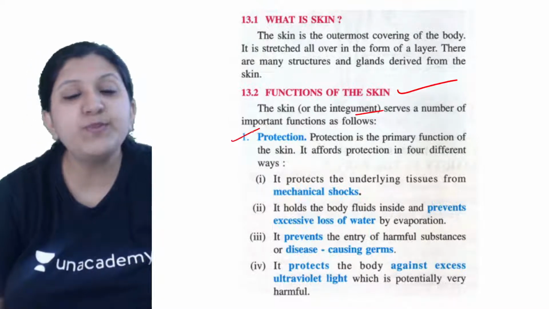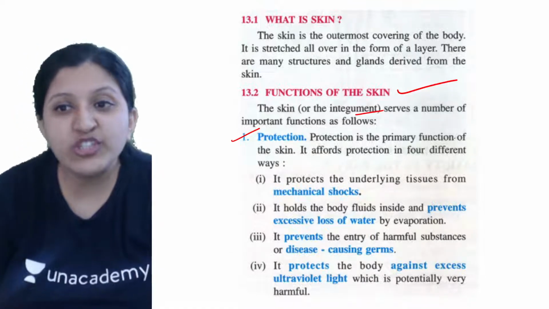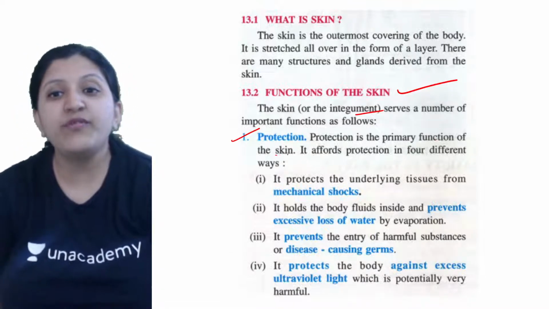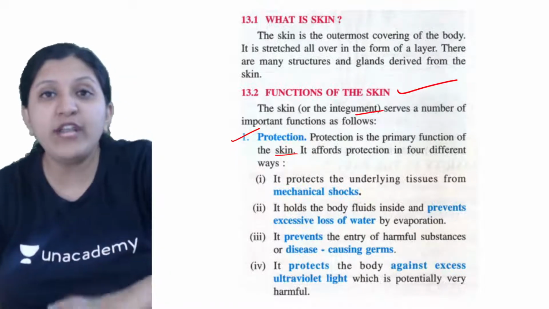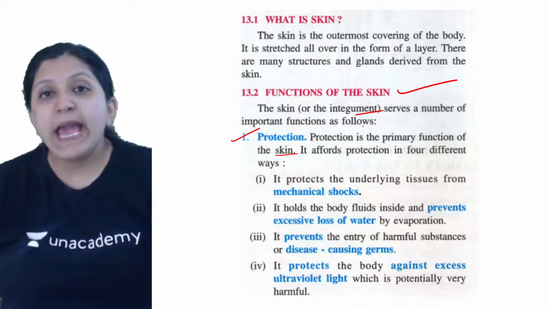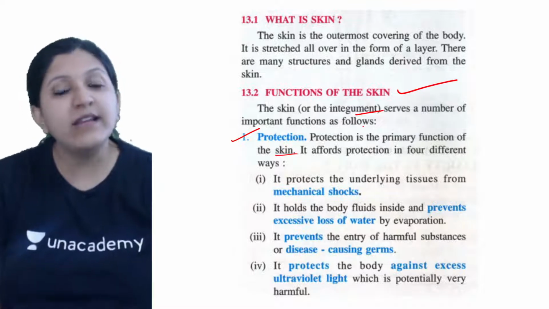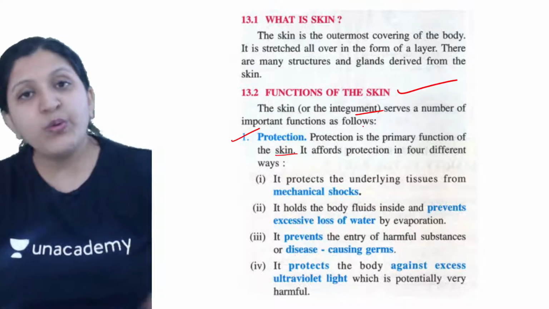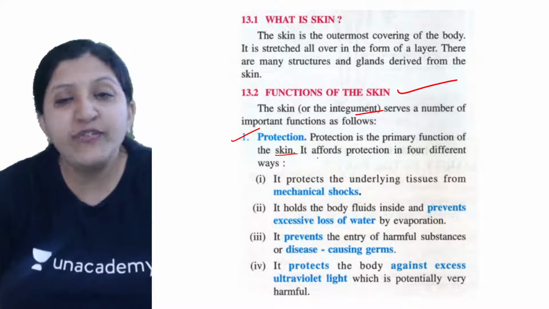So one is protection. Protection is the primary function of the skin. What exactly is the primary function now? Protection, because it is a barrier. It does not allow any microbe or pathogen to enter unless there is a damage. Now it affords protection in four different ways.